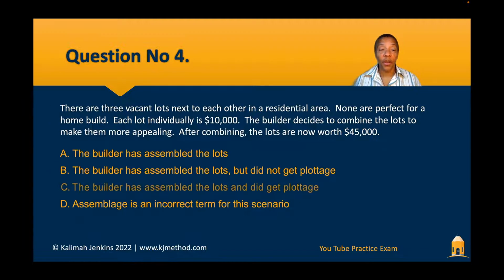Okay, the answer here is going to be the builder assembled the lots and did get plottage. How do I know? Assemblage is the act of putting lots together. So clearly he put the lots together and he got plottage. How do I know he got plottage?